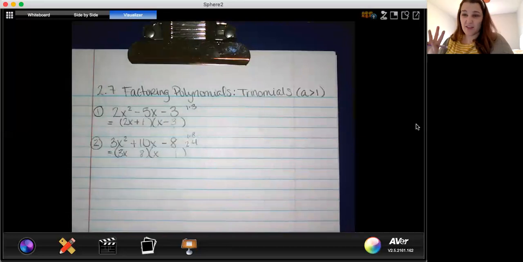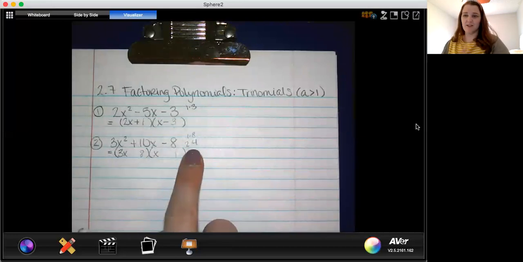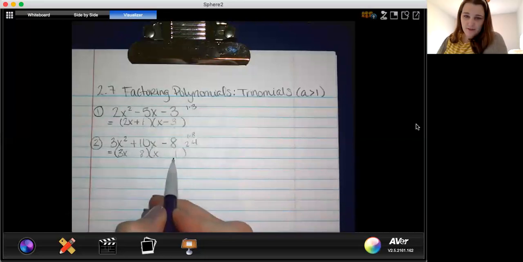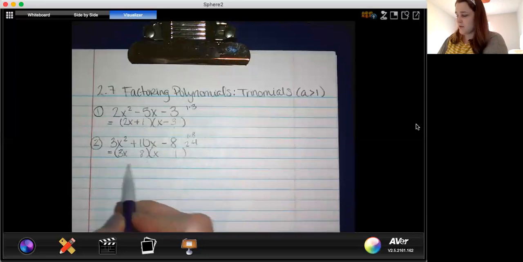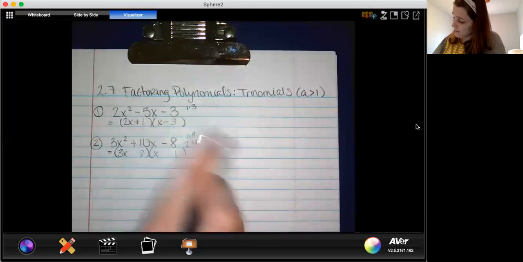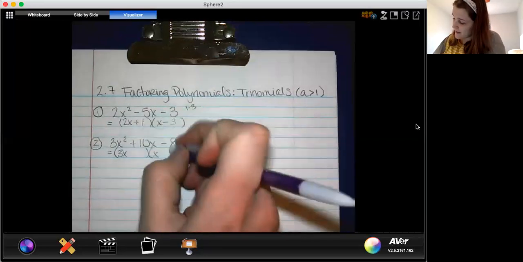Remember, we're just looking at the outside and inside terms because we want them to combine together to be 10x, okay? Your first terms, we already set up correctly. Your last terms, we know we're going to multiply to 8. We just need to make sure those middle terms and the correct signs get us to positive 10x, and then obviously make sure it's a negative 8 at the end as well. So 3x times 1 is 3x. 8 times x is 8x. Can 3x and 8x give me 10x? Nope. So that means that set of factors is not going to work.